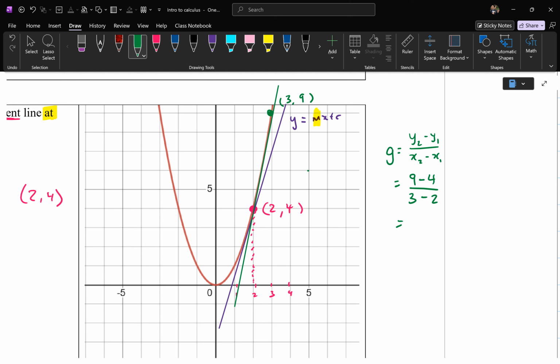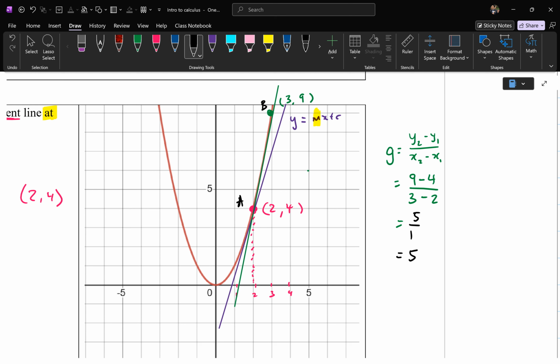Let's work out the gradient between this point, which I'm going to give a name. Let's call it point A, point B. So from point A to point B, what is the gradient of that green line? 9 take away 4 is 5. 3 take away 2 is 1. So I got a gradient of 5.